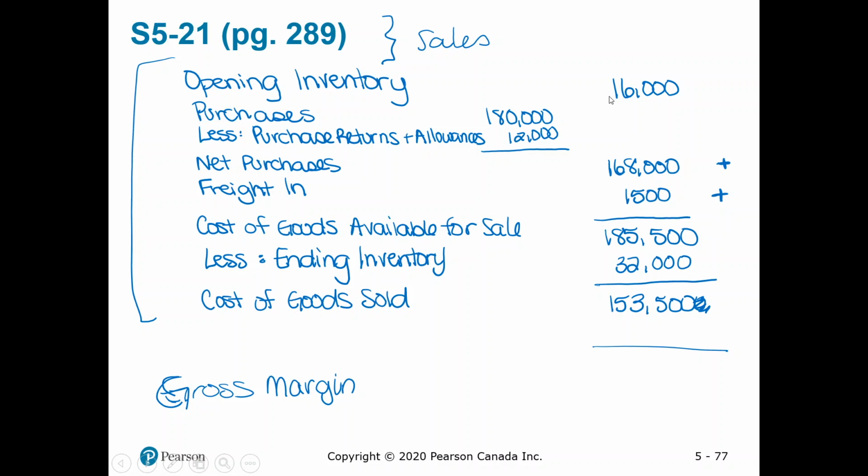Okay, so that is really the end of chapter 5. Again, our focus is perpetual. You need to know the entries that are recorded there. And then for periodic, you just need to understand that the inventory is not updated through the year. Instead, we do this calculation at the end of the year once we've done our inventory count, and then the inventory balance would be updated to this 32,000.